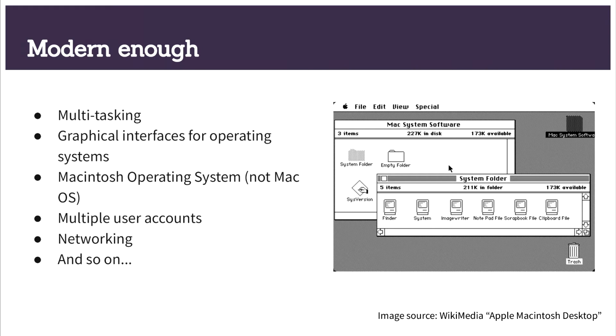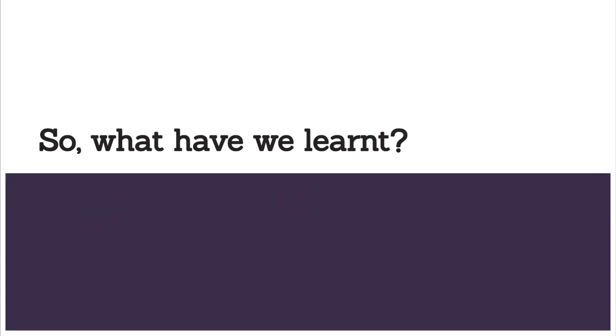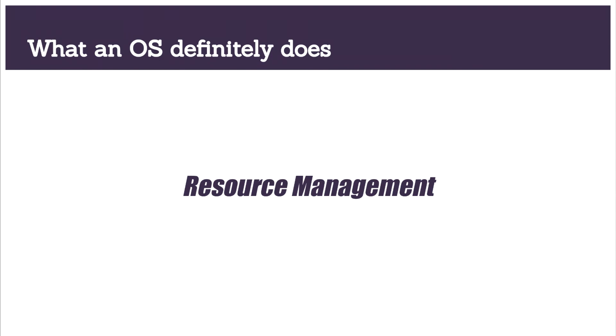We've got our graphical interface, we've got multiple tasks running at the same time, and we've got a few more things that we'll talk about in a sec. So where are we up to? What's going on? First of all, there is one core thread that goes throughout the whole of the history of operating systems, and one thing they definitely always do, which is resource management. They manage some kind of resource, which is pretty vague, but when you're trying to pin down what makes an operating system, it's pretty hard because there's a lot of different approaches. But they definitely always manage some kind of resource.